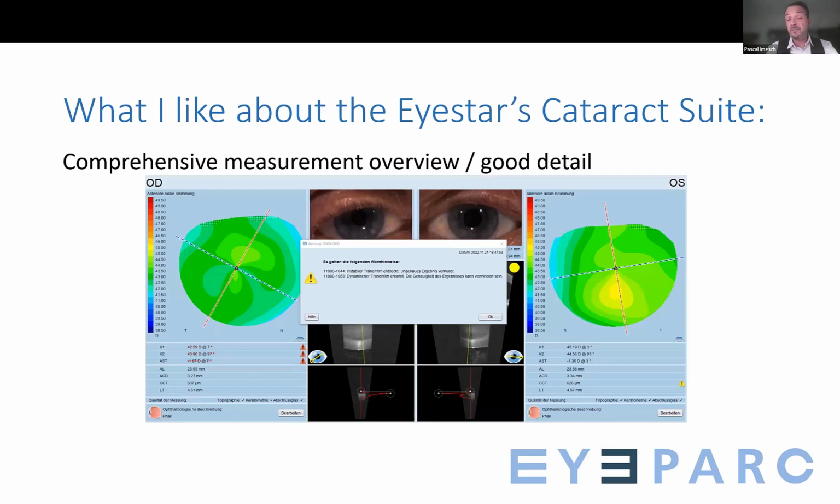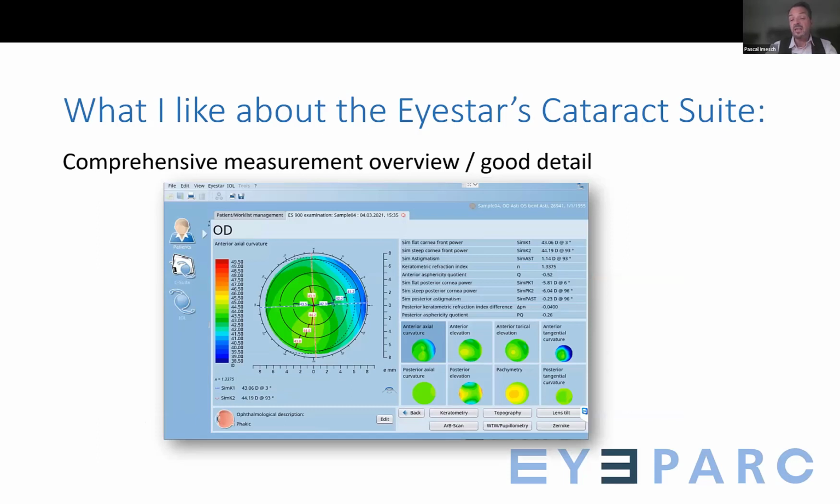Additionally, the machine gives you really a lot of feedback. You remember maybe the presentation of Warren Hill, where he said that you really have to take care of a good tear film and optimize the tear film before you perform biometry. And the Eyestar tells you that the tear film is bad. You don't even have to think about it. You don't even have to know it by yourself. You have those little red triangles that tell you something is bad, and when you click at it, you can see that these were the mistakes, that you have a bad tear film.